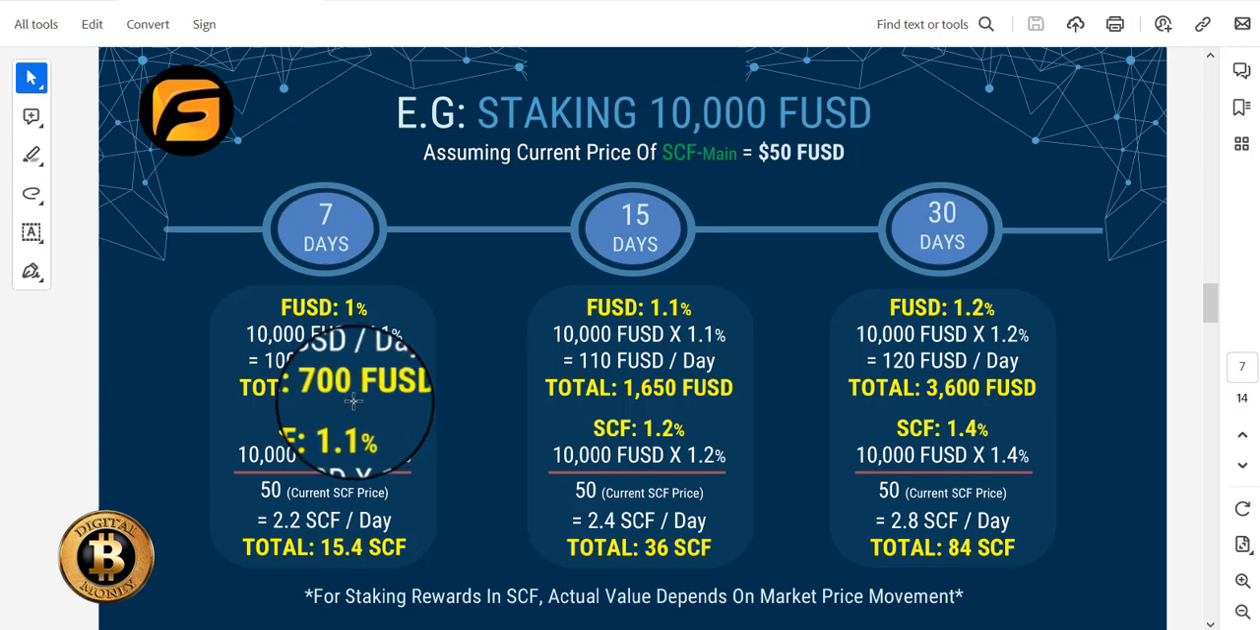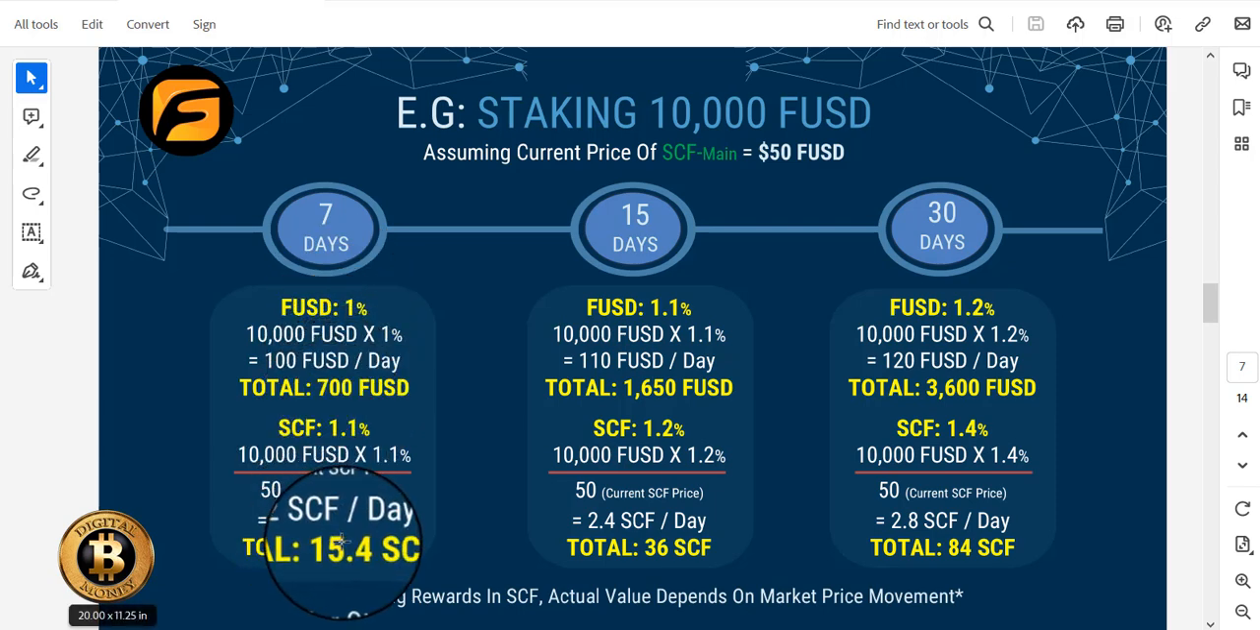Well, on that $10,000, you can earn $700 worth of FUSD, which is SCF's stablecoin. This is this project's stablecoin. Just like USDT is a stablecoin, USDC is a stablecoin. All of these coins are stable, meaning they don't fluctuate. They are one-to-one on par with the US dollar. Okay, so in this example, say you put up $10,000, you staked it for 7 days, you can earn $700 every 7 days.